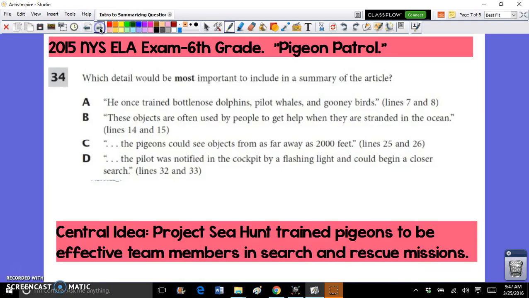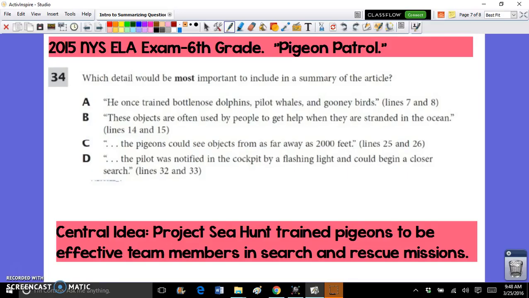All right. So now let's look at some of the summarizing questions you might see on the state test. Here is a summarizing question from the 2015 ELA test for 6th graders. It comes from the passage Pigeon Patrol. If you need to review that passage, it is located in the Google Drive Student Resource folder. And there is also a video on my YouTube channel with the reading of that passage.